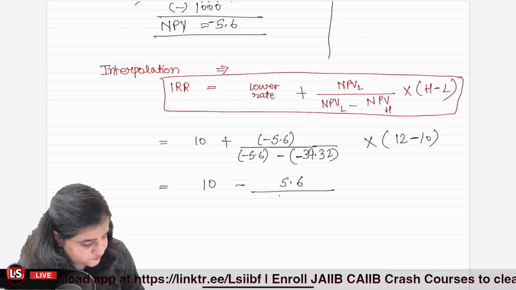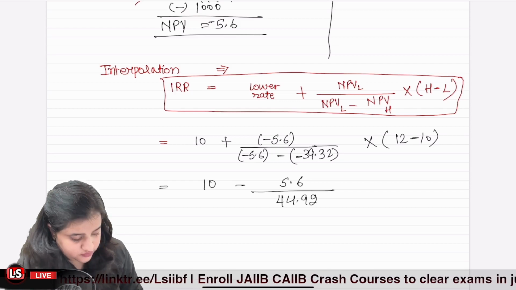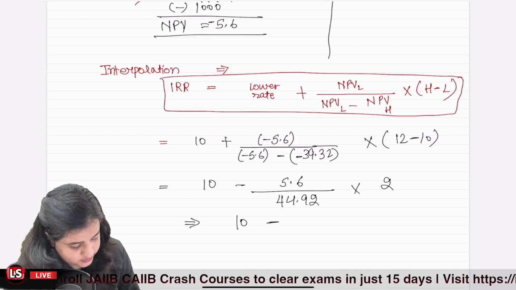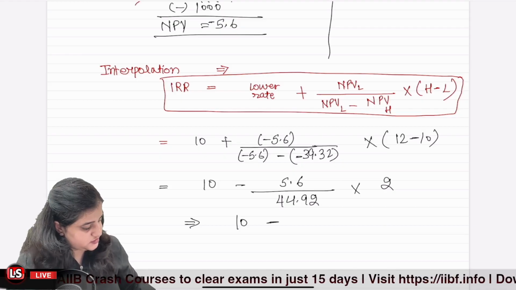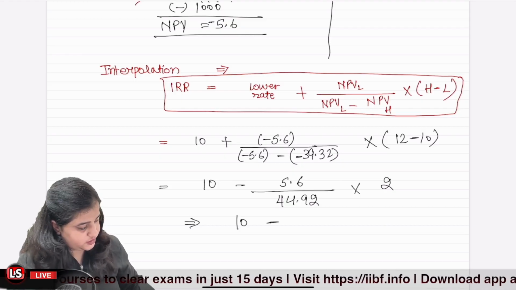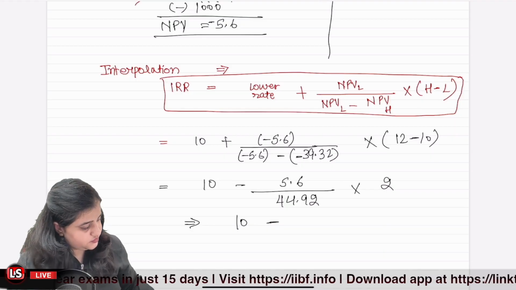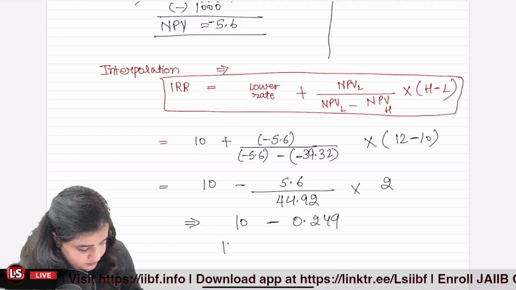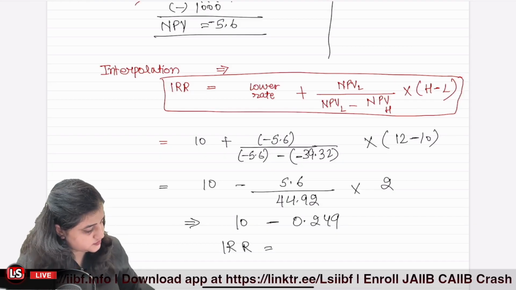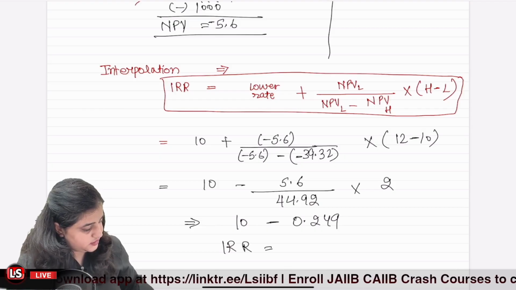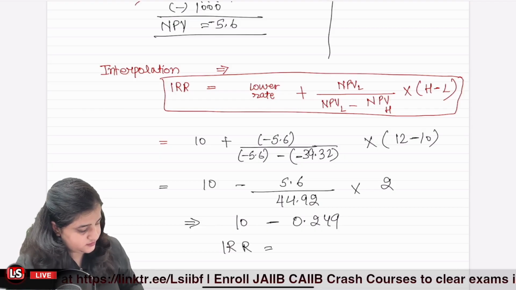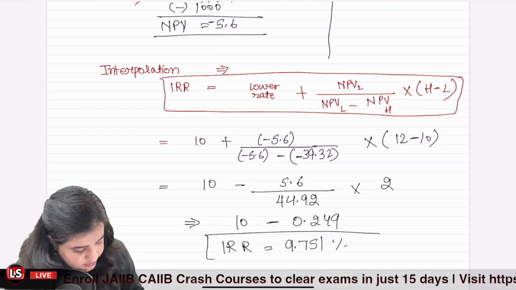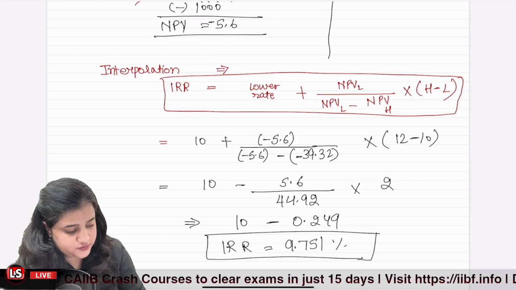So the answer is 44.92 into 2. 10 minus 5.6 divided by 44.92 into 2 is equal to 0.249. So the IRR is 10 minus 0.249, which is 9.751%. This is the internal rate of return on this project.